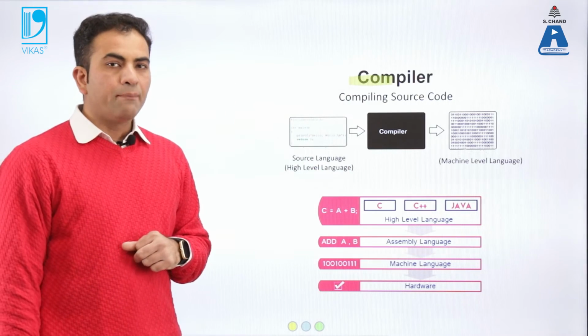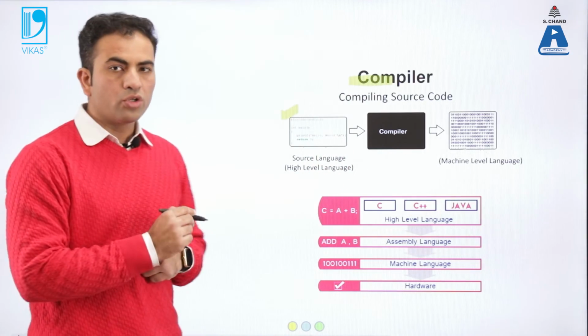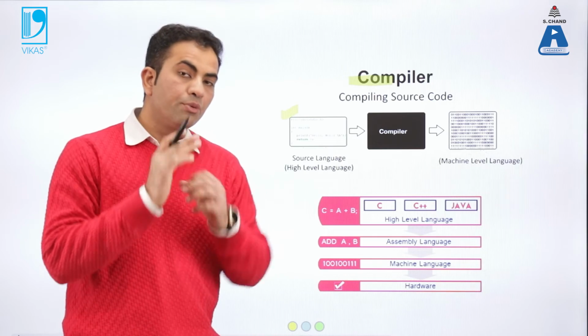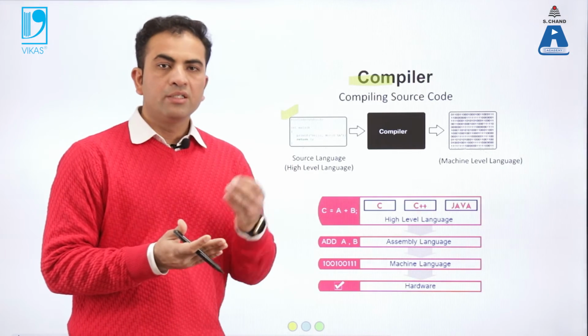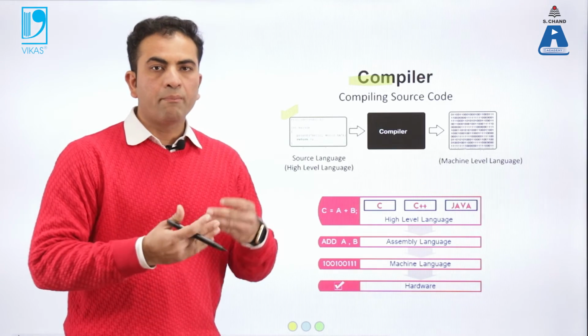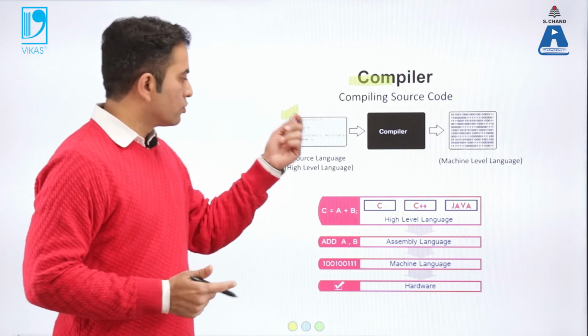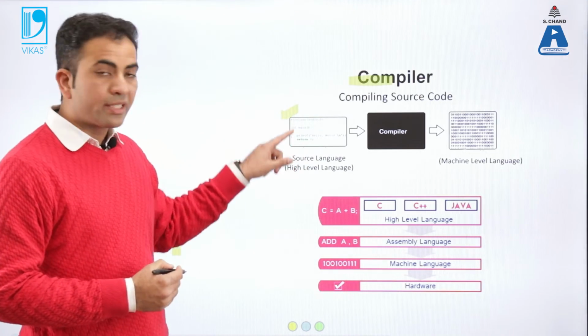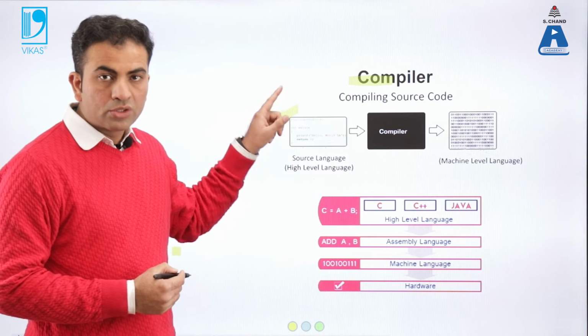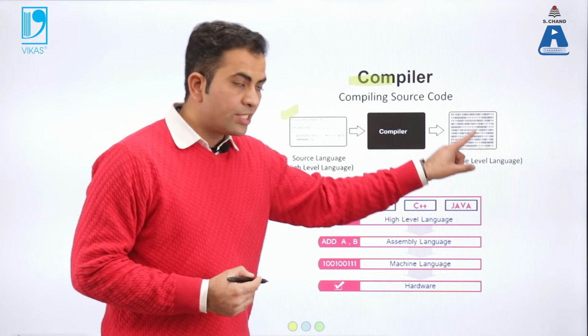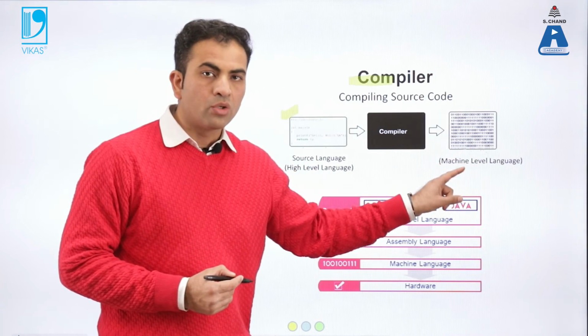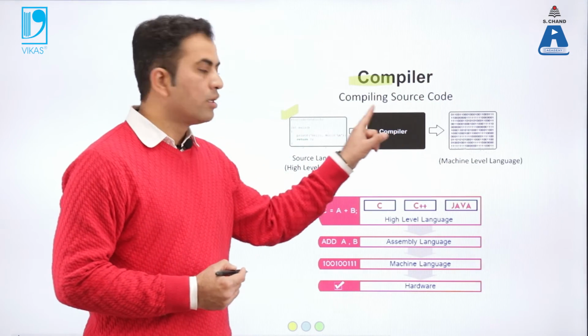The purpose of the compiler is this: the source code is written in a human readable form. You can use any programming language like Java, C, C++, Python, whatever you want. That is your source code. But the computer cannot understand this source code. So we need to translate this source code into the machine level language, that is 1 and 0. So we need the help of a compiler.